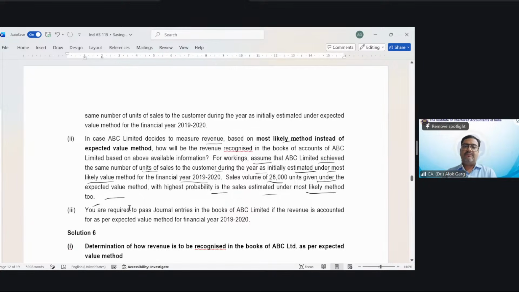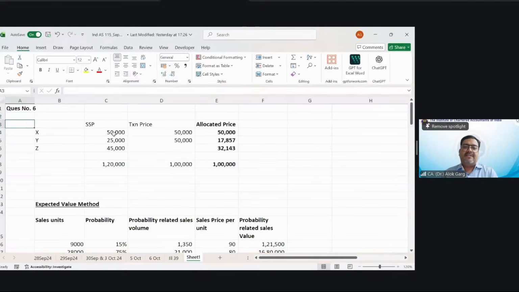You are required to pass journal entries in the books of ABC Limited if the revenue is accounted for as per the expected value method for financial year 1920. Now, my dear friends, let's solve this question. Question number 6.